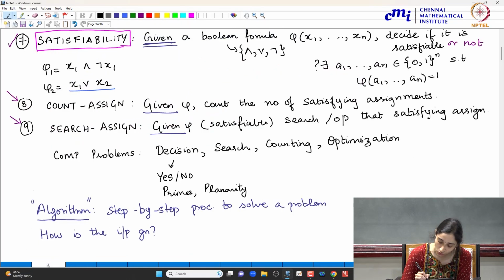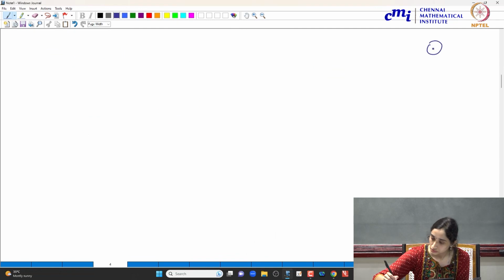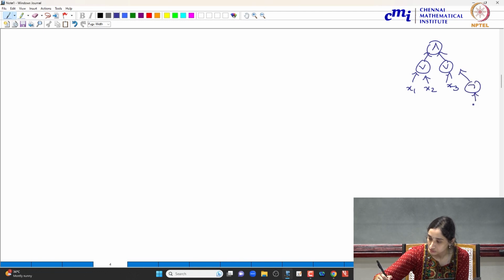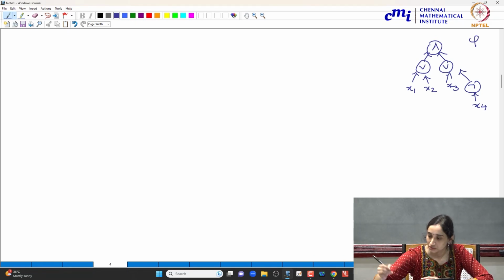Now, at least looking at satisfiability, one question is how the input is given to you. Maybe the input is given like this, let's say: a formula like x1 or x2, x3 or not x4. So this is how the input is given to you. When I said given phi, this is your phi. It's on 4 variables, x1, x2, x3, x4.